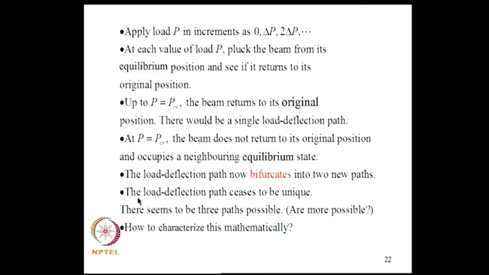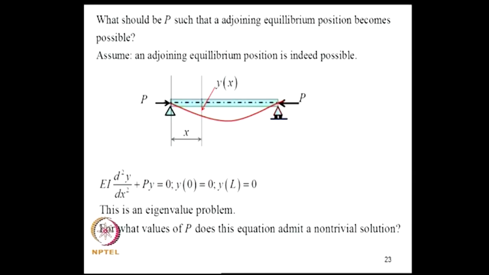That is, as a consequence, the load deflection path ceases to be unique. There seem to be 3 paths possible. We do not know, there may be more, we have to carry out the analysis to verify. How to characterize this mathematically? Of course these observations are made from hindsight gained by doing a mathematical analysis. So, we will see now how all these statements are actually made. What should P be such that the adjoining equilibrium position becomes possible is a question we will ask.